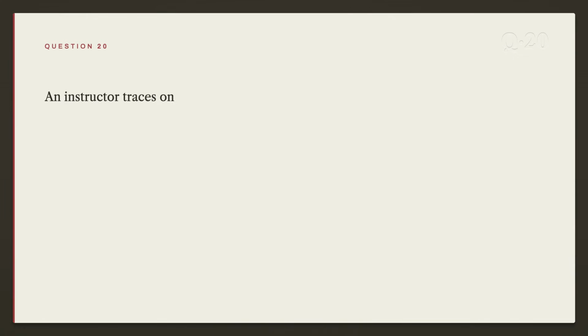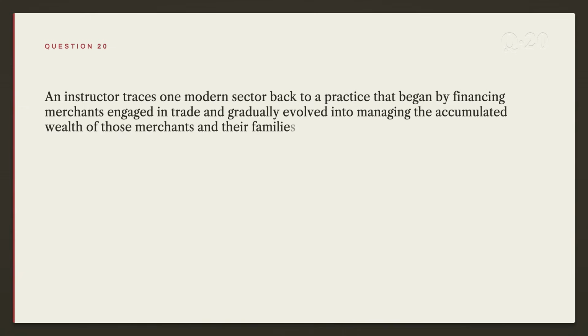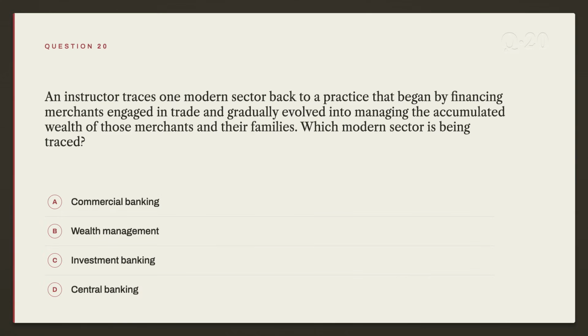Question 20. An instructor traces one modern sector back to a practice that began by financing merchants engaged in trade and gradually evolved into managing the accumulated wealth of those merchants and their families. Which modern sector is being traced? Your options are: A, commercial banking; B, wealth management; C, investment banking; D, central banking. What's your answer? Commit to one before I continue.